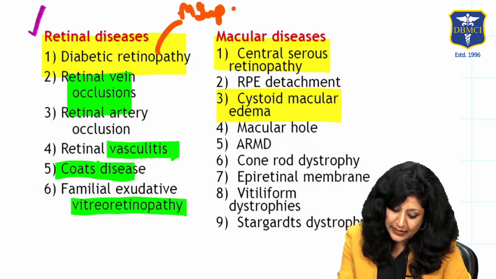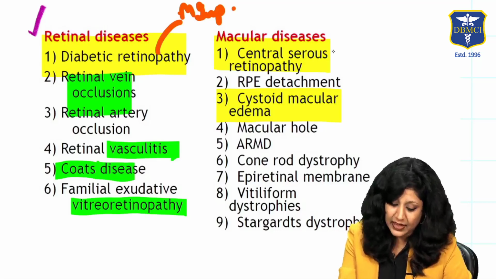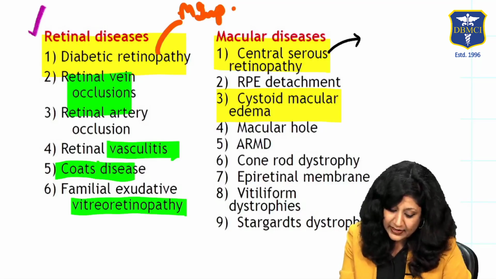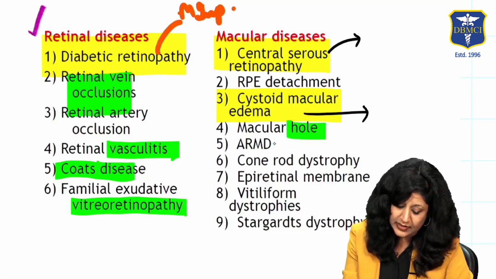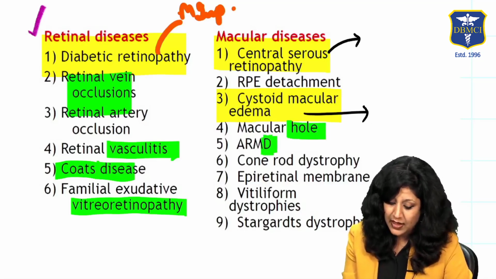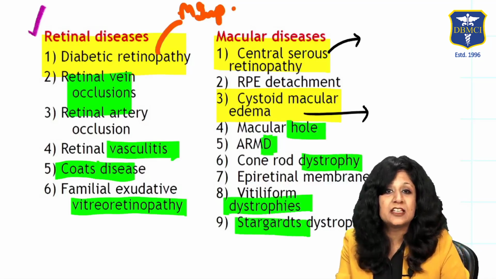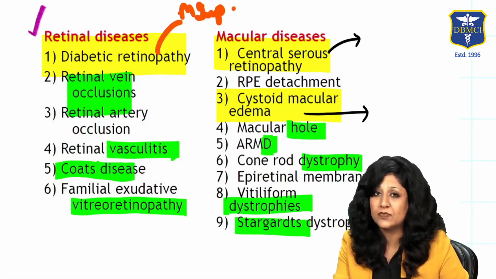Now coming to the macular diseases, in the macular diseases we can have detachment along with collection of fluid, that is central serous retinopathy, or I can have collection of fluid in the form of edema. I can also have a hole, or I can have degenerations like ARMD, or dystrophies like Stargardt disease and Best disease. So whenever we have retinal disorders, choroidal disorders, macular disorders, we can do angiography.